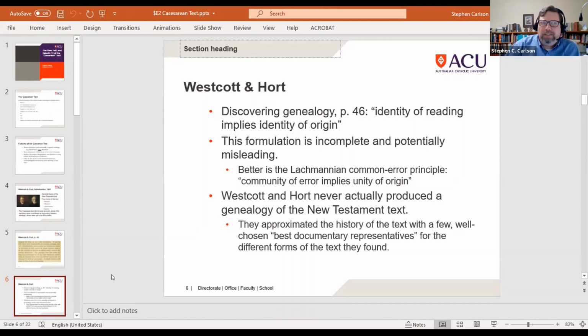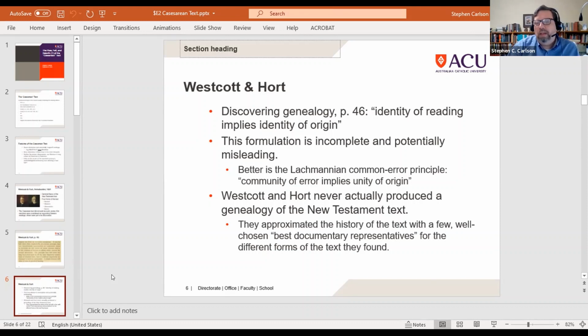And in part, it's a really big task that was outside of our ability until quite recently. There are far too many manuscripts, and they're way too contaminated or mixed with each other. So what they did is they approximated the history of the text with a few well-chosen, quote, best documentary representatives of the different forms of the text they had.